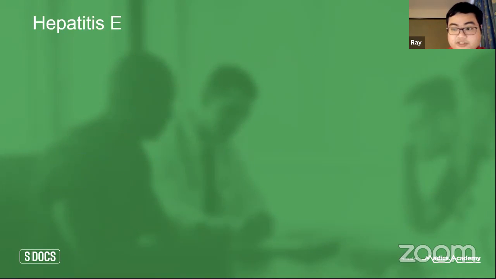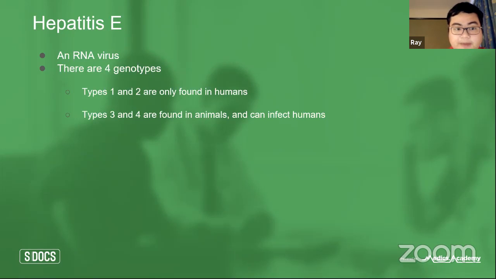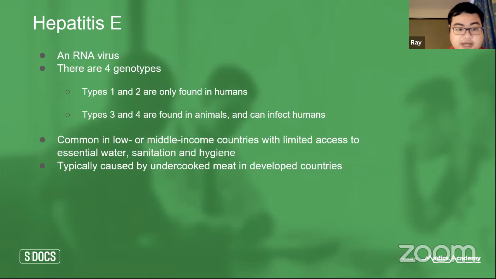And finally, we'll move on to hepatitis E. Hepatitis E is an RNA virus, and there are 4 genotypes, okay? Types 1 and 2 are found in humans only. Types 3 and 4 are found in animals and can infect humans. So animals like pigs, boar, or deer, I think.